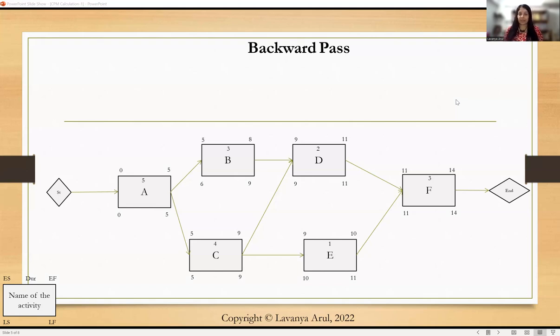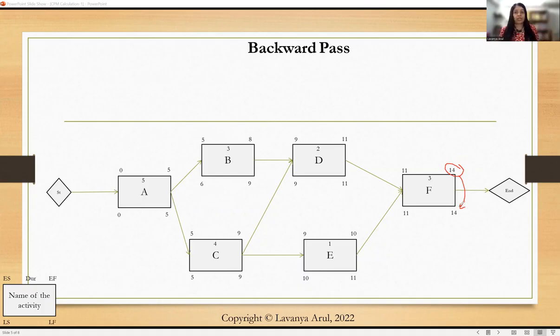Late start will be represented on the left-hand side bottom of the activity. Late finish will be represented below the activity on the right-hand side. Since the name specifies it as a backward pass, we are going to start from the last activity over here. Whatever we are able to see here as the last activity will be taken directly as your late finish.